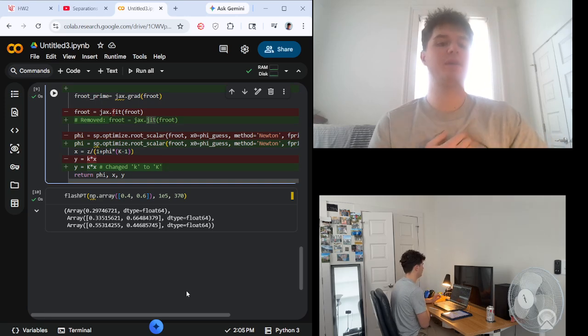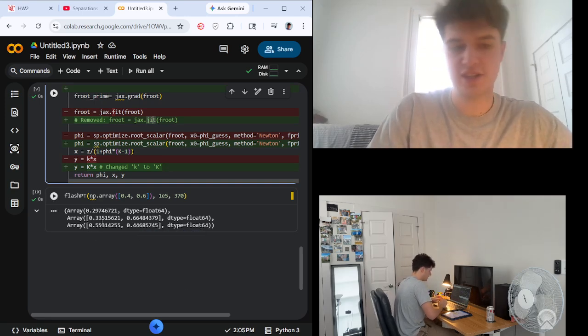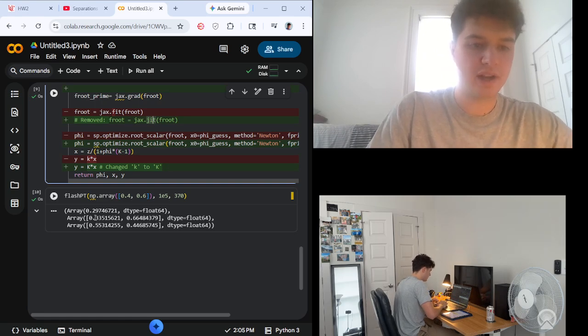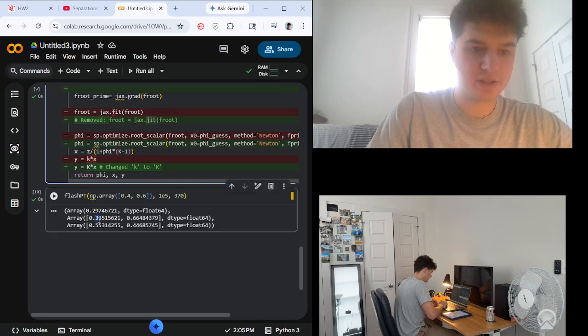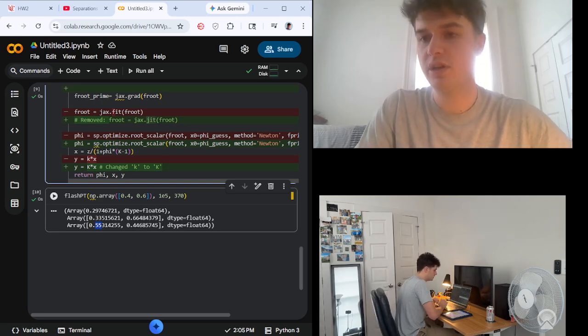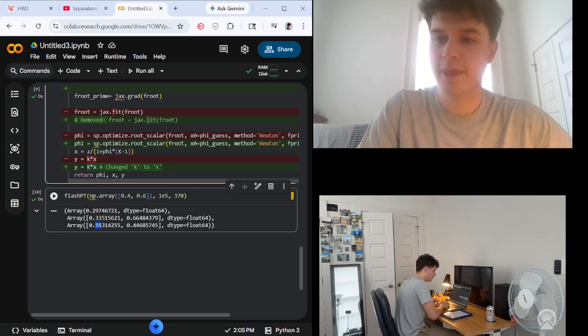Now we're able to look at our vapor fraction. Actually, here's 0.297, call it 30%. And then here in our liquid fraction, it is 33.5% benzene and 66.5% toluene. And then here in our vapor, we have 55% benzene and 45% toluene. So this has been the conclusion of part A of homework 2. Thank you for watching.